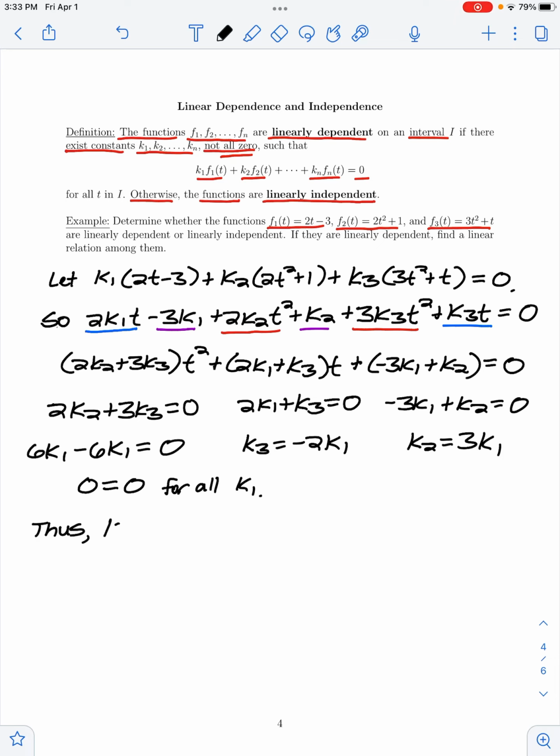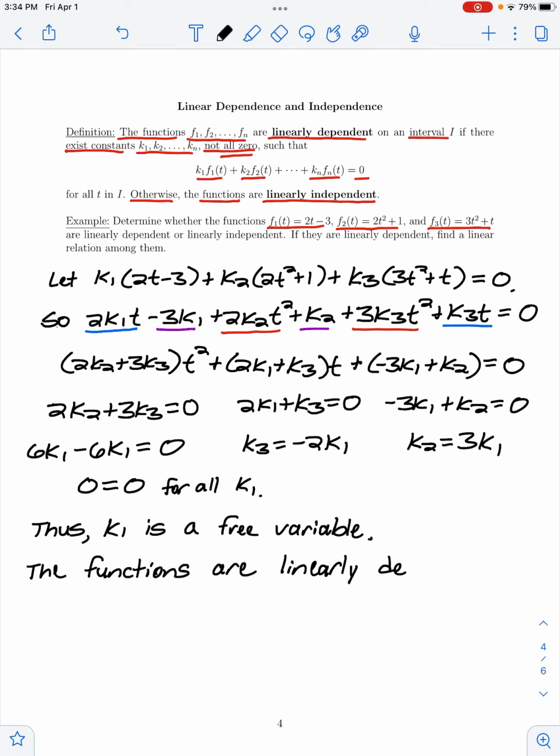So we see here that k1 is a free variable in this system. I'm free to choose any value that I'd like. So here, if I'm able to find non-zero constants that make the sum of these functions equal to 0, these functions are linearly dependent. So I can say these functions are linearly dependent.